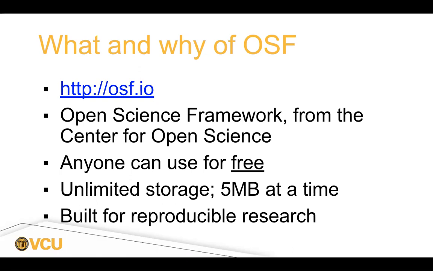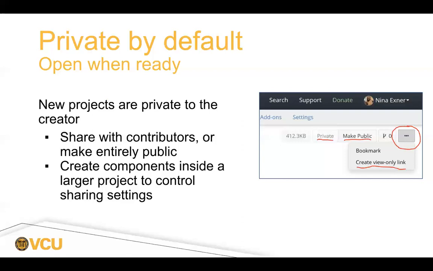And that was OSF. VCU is one of the highest users of OSF, Open Science Framework. Center for Open Science is over at UVA. But anyone can use the Open Science Framework for free. And you get unlimited storage as long as you don't try to put up more than 5 gigs at a time. I'm going to go over some features that I think are useful for OSF, and then I'm going to get more into a kind of discussion about it.